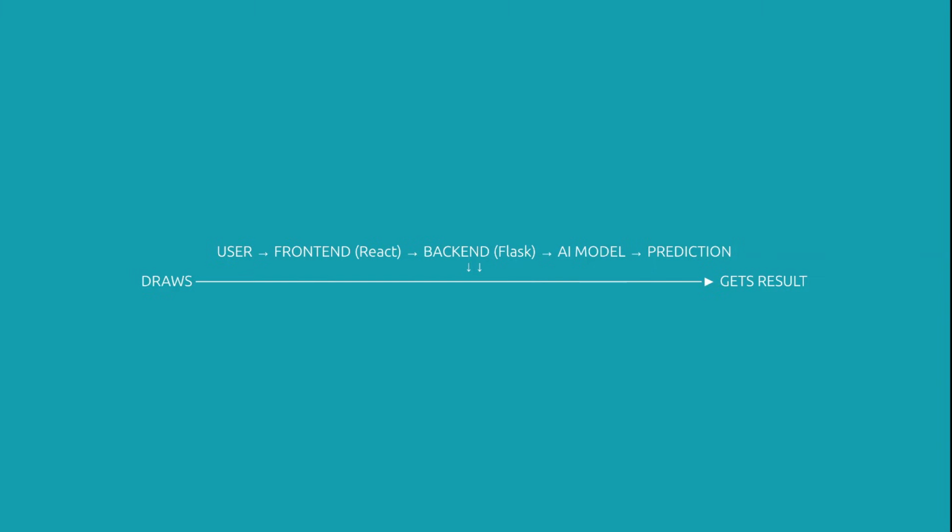Step 4. Backend processes the image, resizes it, normalizes it. Step 5. Pre-processed image goes through our trained model. Step 6. Model returns a prediction. And step 7. Backend sends prediction back to frontend. And finally, step 8. Frontend displays the result to the user. Simple, right? Frontend talks to backend, backend talks to AI, AI talks back, and the user sees magic happen. Let's build this.